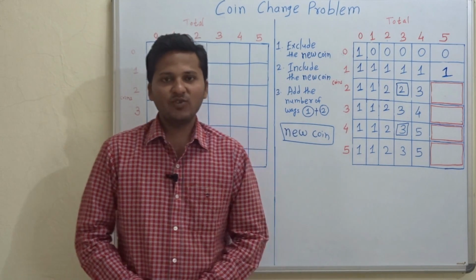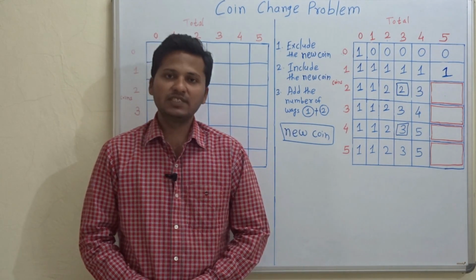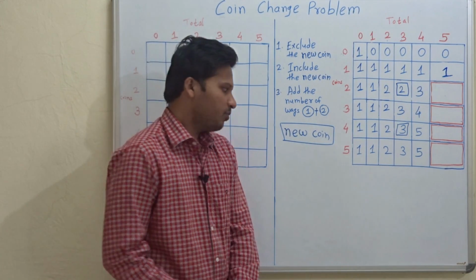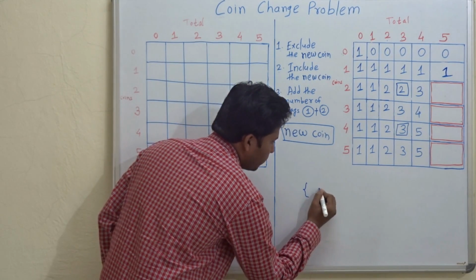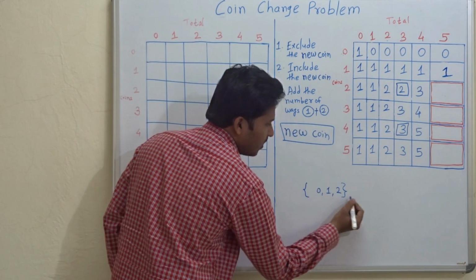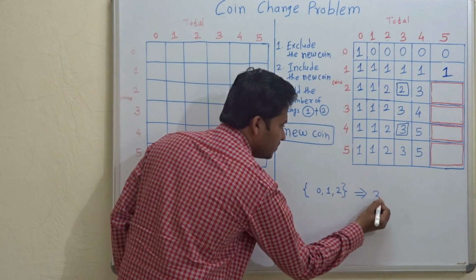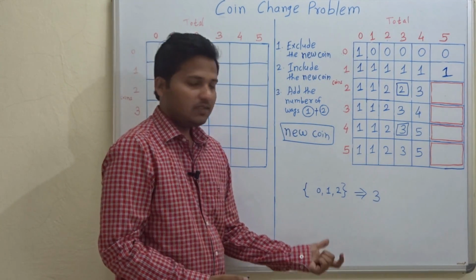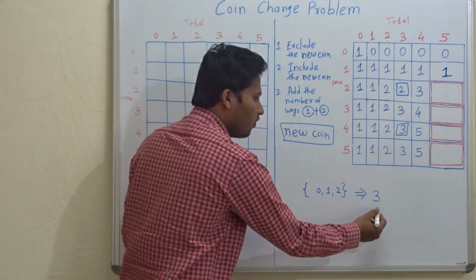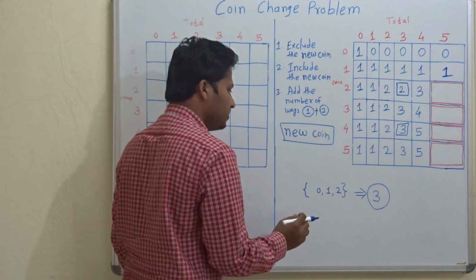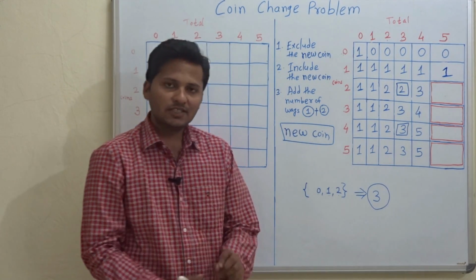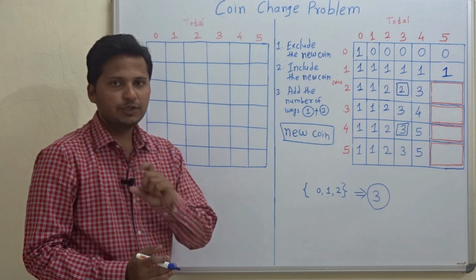Hello friends, today we are going to see a dynamic programming concept which is named the coin change problem. So what is a coin change problem? Suppose you are given a set of coins of denomination 0, 1 and 2 and you want to make a total of 3. The problem is: how many ways are there to make a total of 3 by using coins of denomination 0, 1 and 2? Such a problem is called a coin change problem.